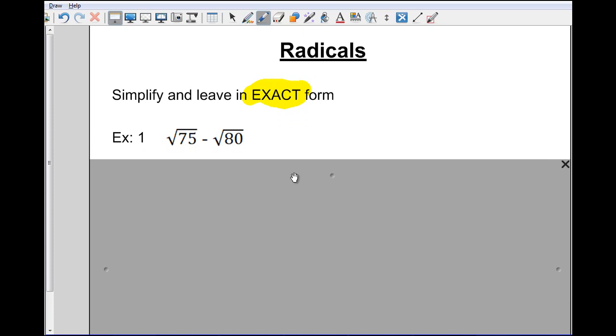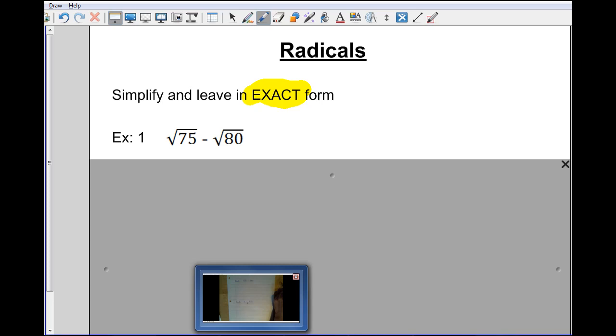So here's an example. You'd be asked to simplify and leave in exact form the following radical numbers. Let's work this out. In fact, you probably should try this on your own, pause here, and then come back and check to see if you got it like I have. So let's give you a chance to do that. Okay, so square root 75 minus square root 80. Let's simplify that.